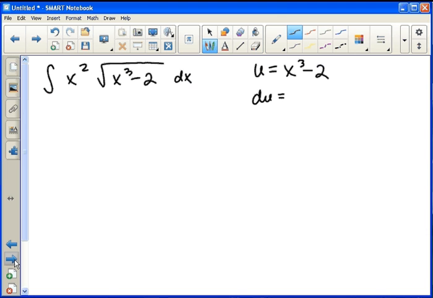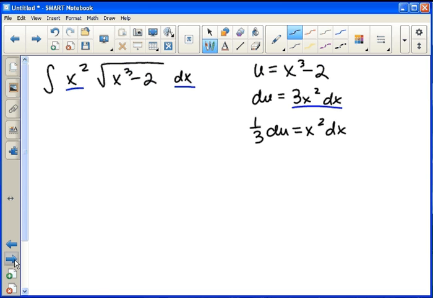Okay, now we don't have a match this time. du does not quite match what we have, and we need it to. We got to get rid of that 3, so we divide both sides by 3. We get 1/3 times the integral of the square root of u du.